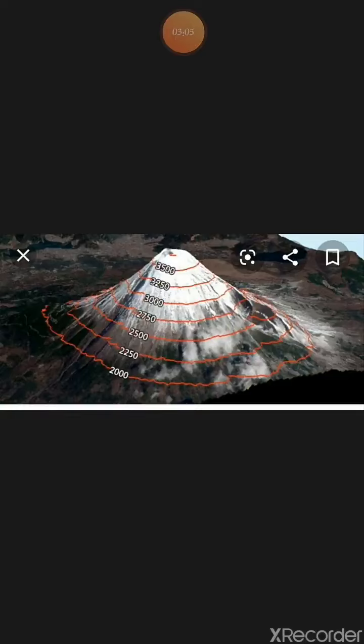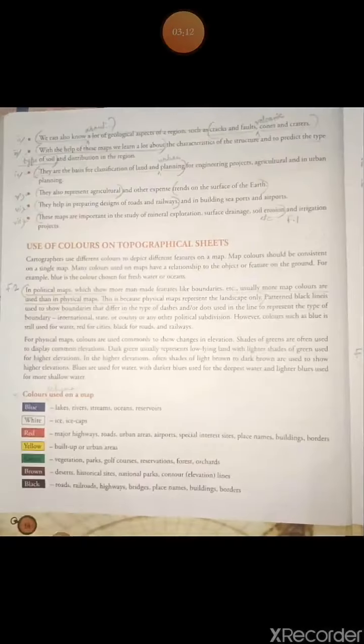Now let us study the uses or the importance of topographic maps. Topographical maps represent all natural and man-made phenomena on the Earth's surface. We can also know about the cracks, faults, volcanic cones and craters. With the help of these maps, we learn a lot about the type of soil. They are the basis for classification of land and urban planning.